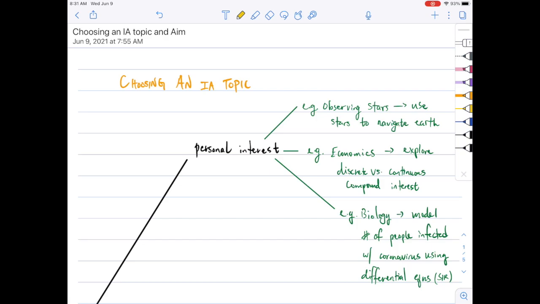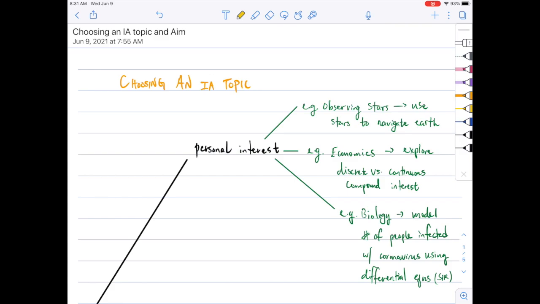Welcome back, everybody. Today we're going to be talking about how to choose an IA topic and an aim, what that is, and I'm going to be giving you some examples of good and bad IA topics and IA aims, just so you get a feel for what a good aim looks like and what a good IA topic looks like.